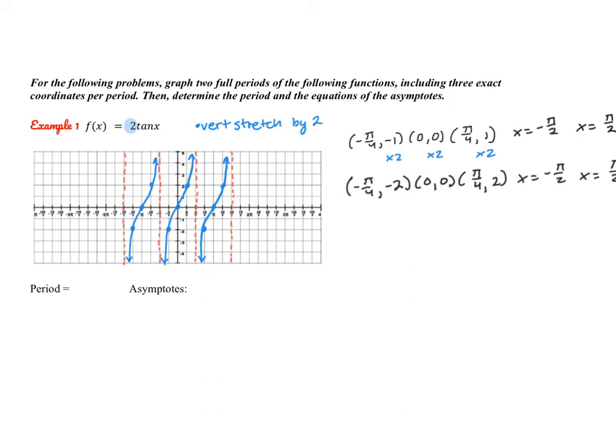So our period is still pi, that's how long it takes tangent to repeat itself. And then our asymptotes, let's list all of them that we drew. We have one at x equals negative 3 pi over 2, x equals negative pi over 2, x equals positive pi over 2, and x equals 3 pi over 2. So notice they are all pi units apart. If I add pi, I would get to my next asymptote.